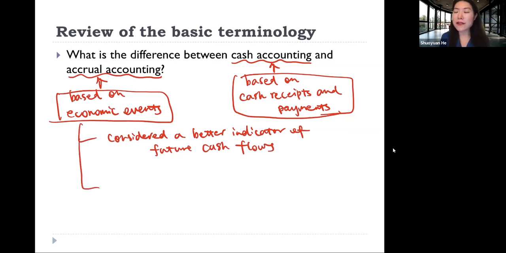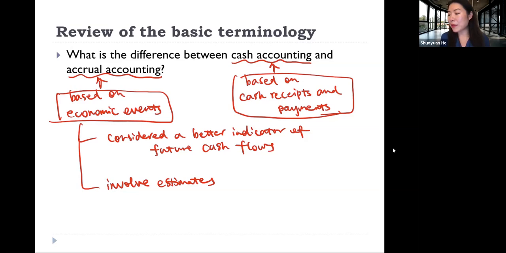However, accrual accounting also has its drawback. The major drawback of accrual accounting is the fact that accrual accounting inevitably involves estimates. So it's not like cash accounting. If a firm is doing accounting based on cash receipt and payment, those are facts. So there's no estimation needed here. Whenever a firm is receiving cash, it can record it as income. Whenever the firm is paying out cash, it can record it as expense.